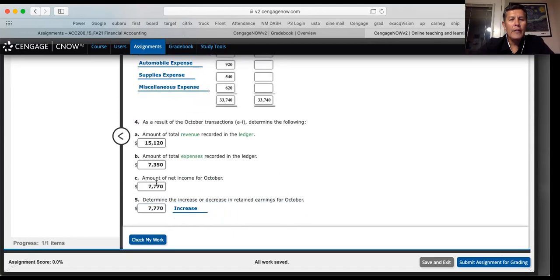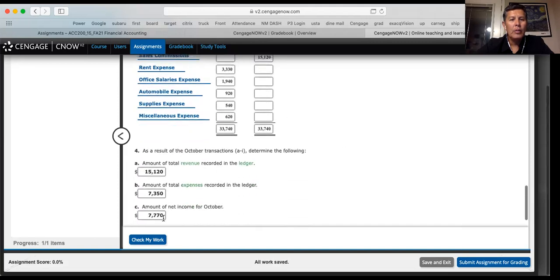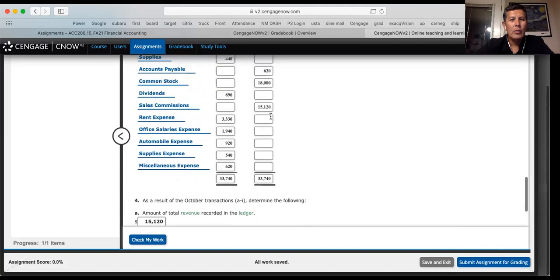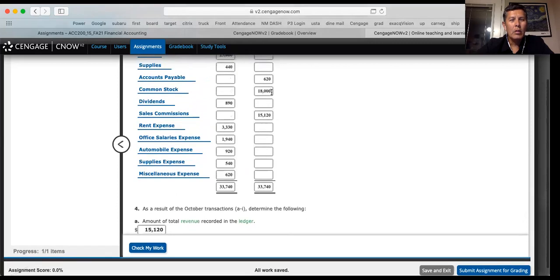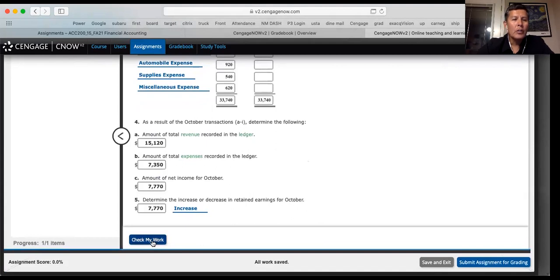Now, if the net income were negative, this number would be negative. They call that a net loss, and this would be a decrease. The money would come out of this account right here, our common stock. So this 770 would actually go into our common stock, or retained earnings, but it essentially is common stock. Okay, so let's check our work.